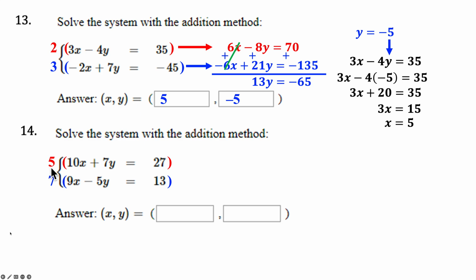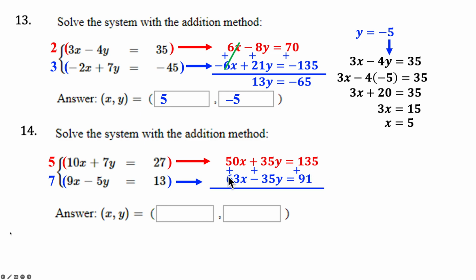Big numbers coming. We're going to have 50x plus 35y, 5 times 27, 135. 7 times 9x, 63x. 7 times minus 5y, minus 35y. 7 times 13, 91. Okay, add the columns together. The y's cancel. Oh my goodness, 113x and 226. Well, thank goodness. Divide by 113, x is a simple 2.